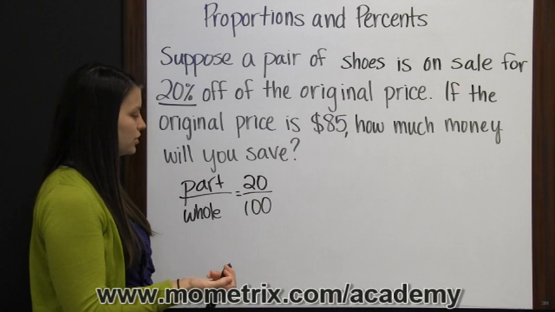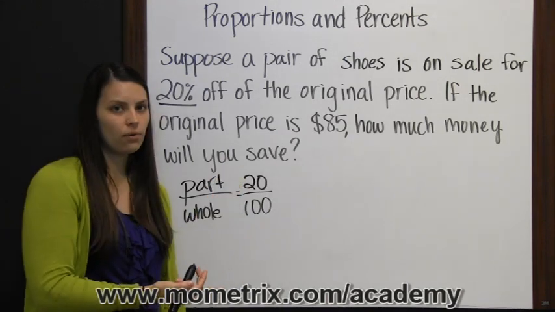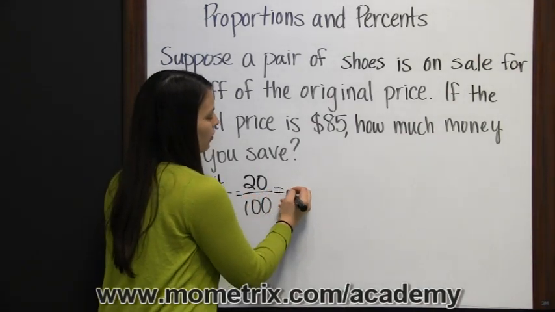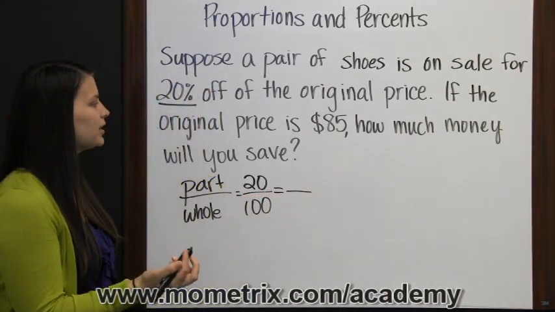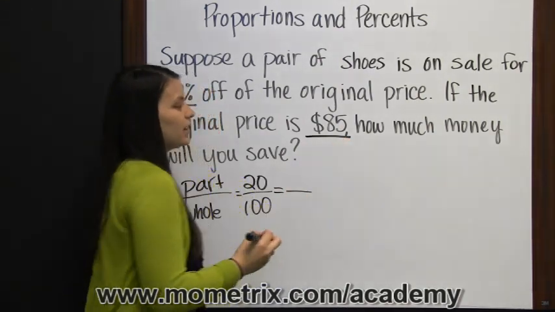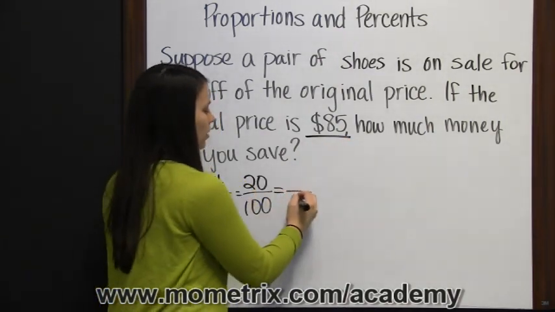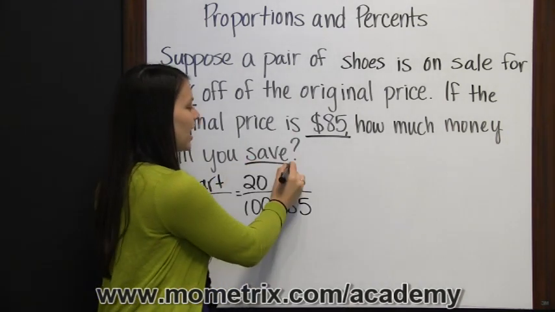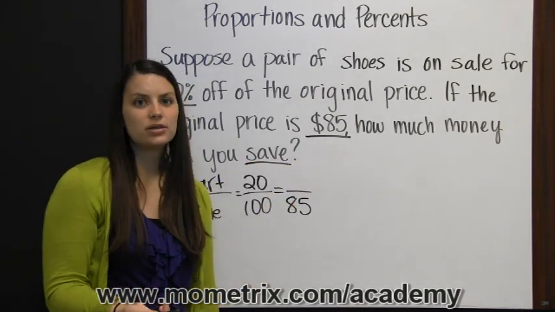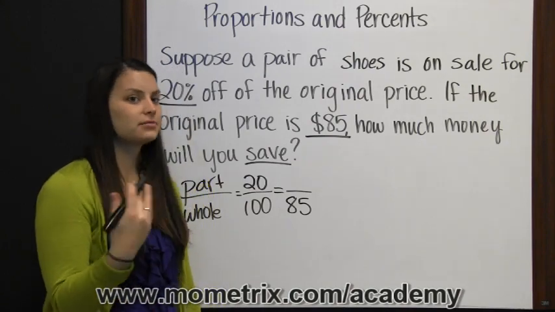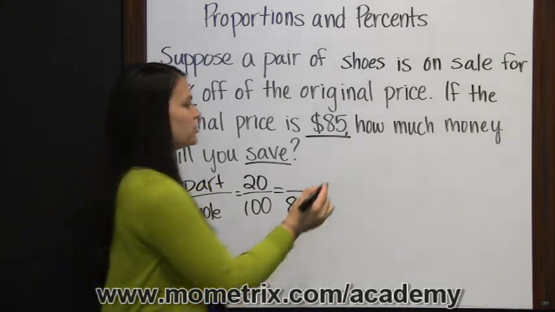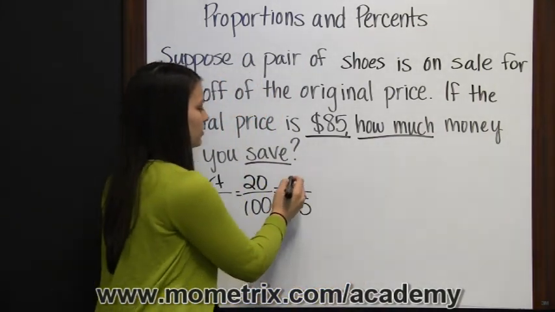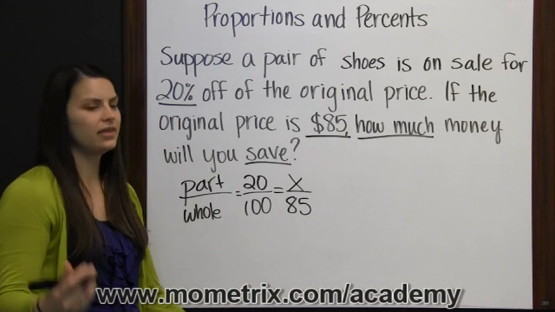So since our first ratio is the part out of the whole, then our second ratio also needs to be the part out of the whole. The whole in this case being your price. That's the total cost, so that's your whole. That's your denominator, 85. And then how much money you save is going to be your part, because you're only going to save part of the whole. And since that's what we're trying to find, how much money will you save, that's going to be our variable. So we can just use an x or anything.